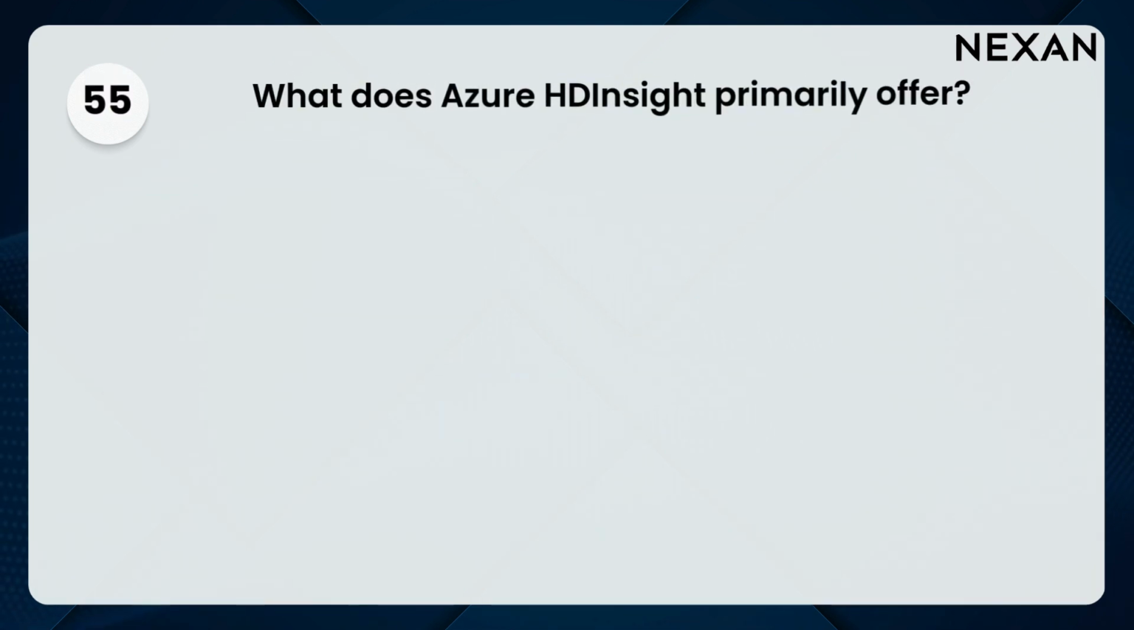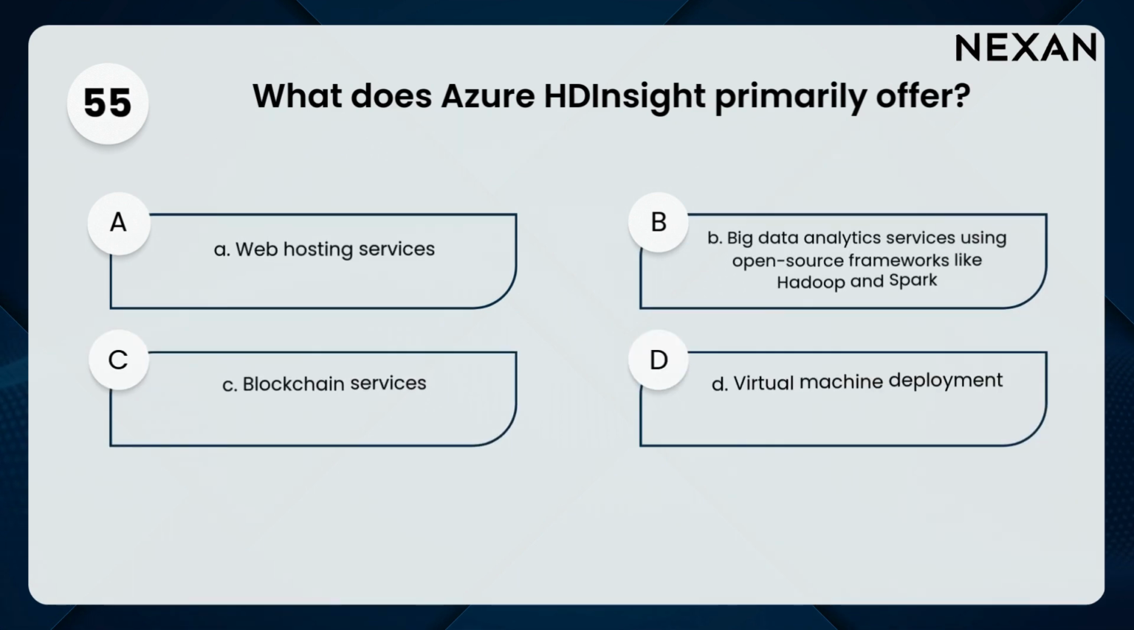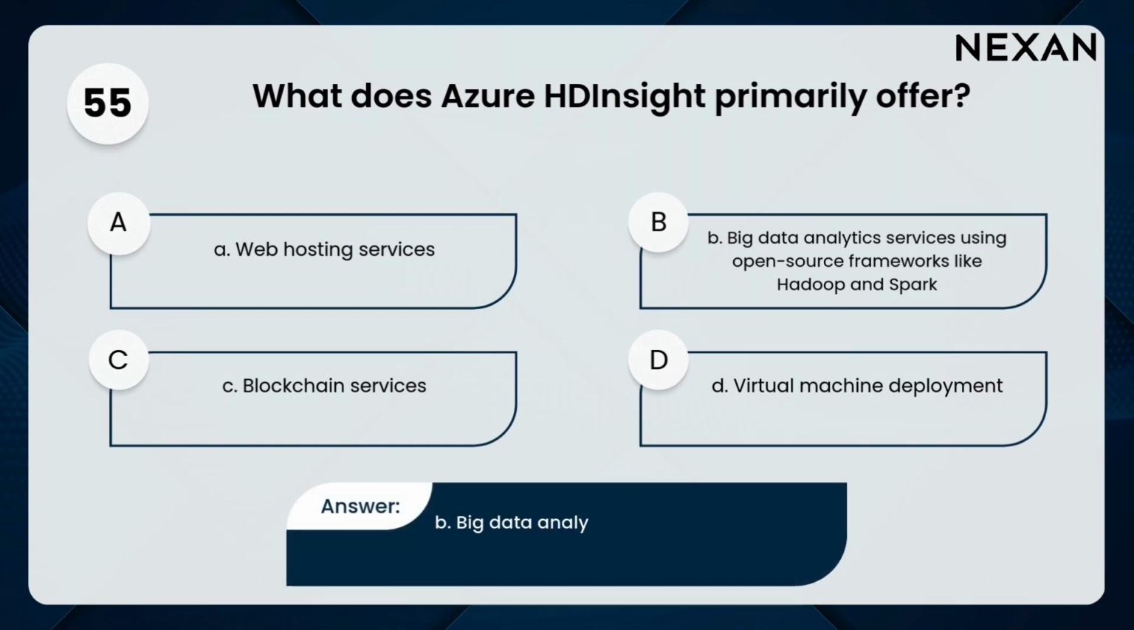55. What does Azure HDInsight primarily offer? A. Web hosting services, B. Big data analytics services using open source frameworks like Hadoop and Spark, C. Blockchain services, D. Virtual machine deployment. Answer: B. Big data analytics services using open source frameworks like Hadoop and Spark.